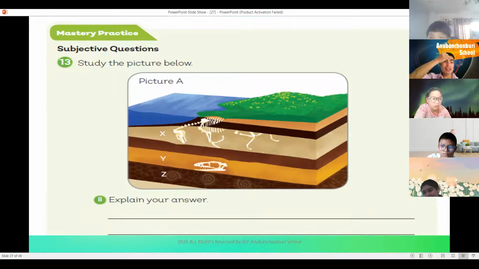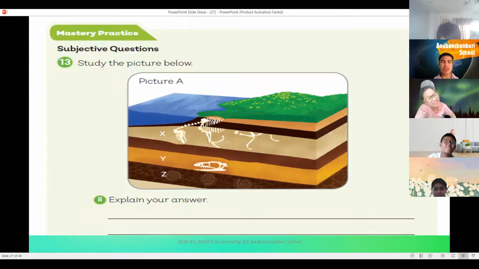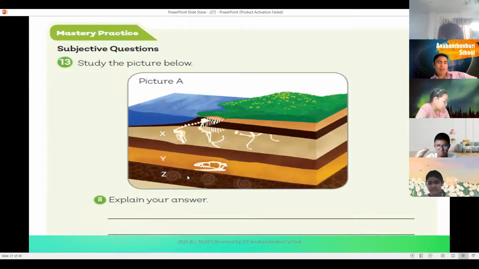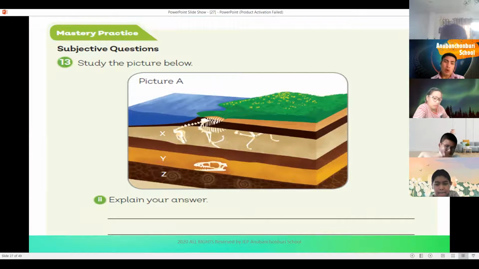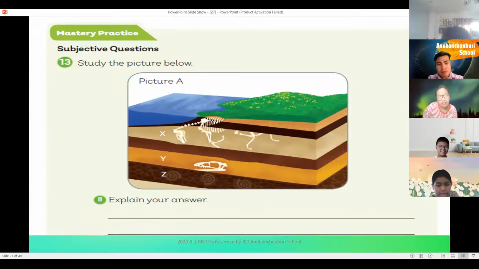You need to explain. And I copy this question on the Google form as well. Why do you think that in layer Z is the oldest fossil? Why not X? Why not Y? Why is it layer Z? It is the lowest. Because it's the lowest? Okay, what about Jirayu? Because it's in the bottom.